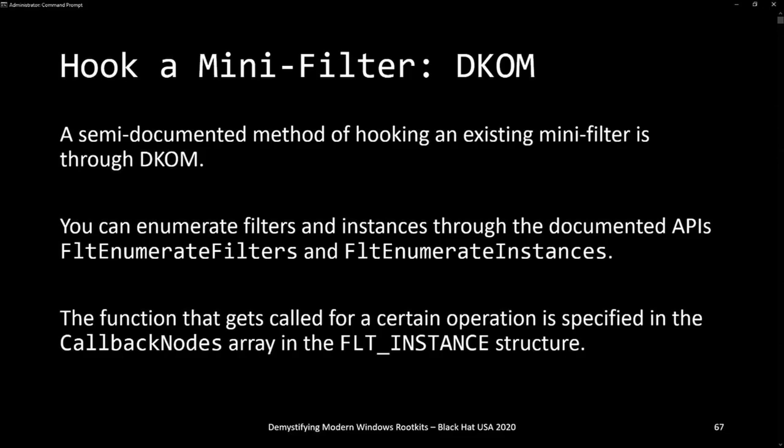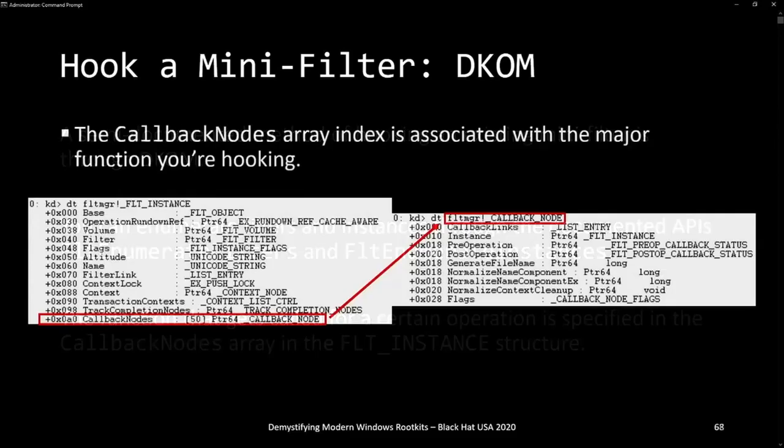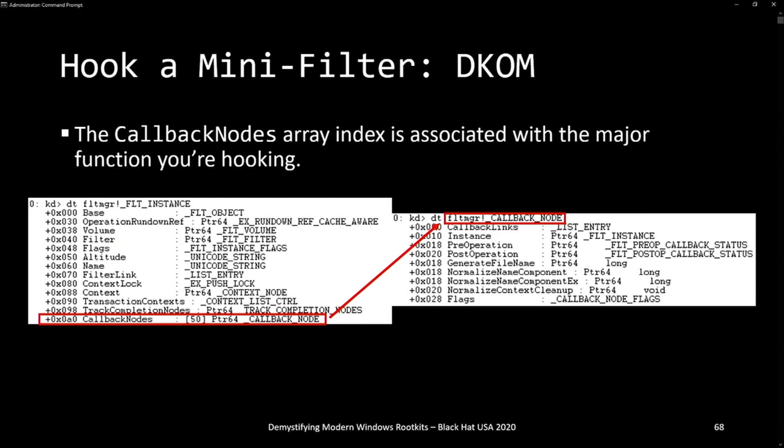So another semi-documented method of hooking is using an existing mini filter. What you can do is enumerate filters and their instances using FltEnumerateFilters and FltEnumerateInstances. The function that gets called for a certain operation is specified in the FLT_INSTANCE structure. This FLT_INSTANCE structure has a CallbackNodes array, and what this array contains is the pre-operation and post-operation, depending on the array index, which is associated with the major function. So you can find the FLT_INSTANCE by first enumerating filters and then enumerating instances for that filter.